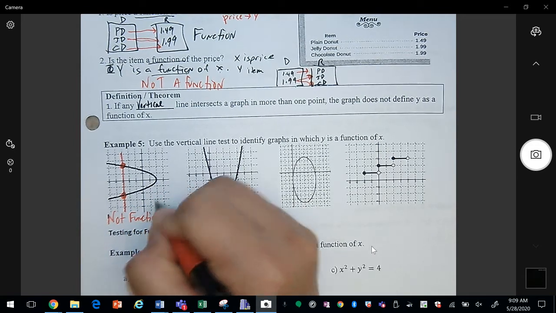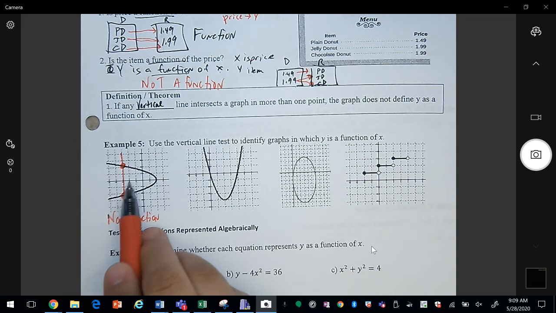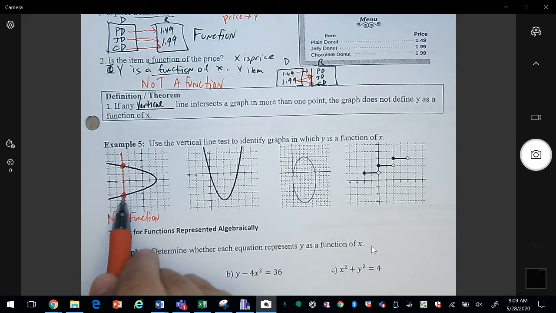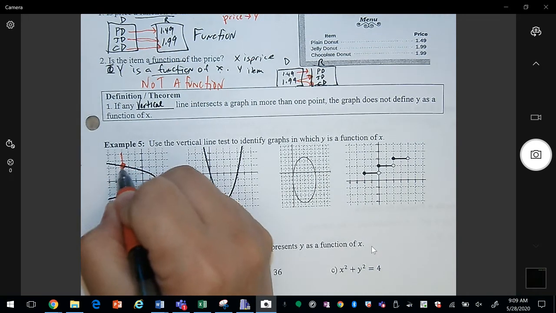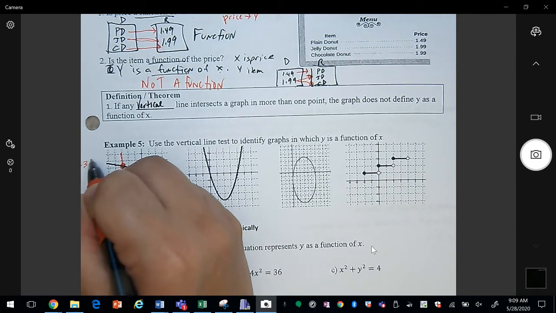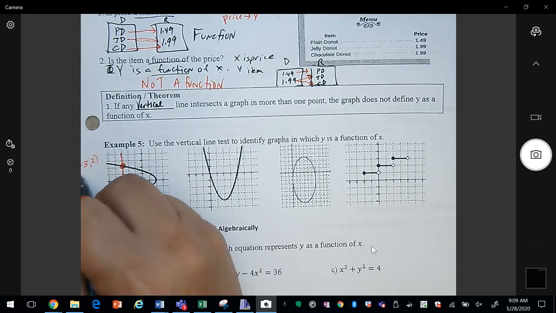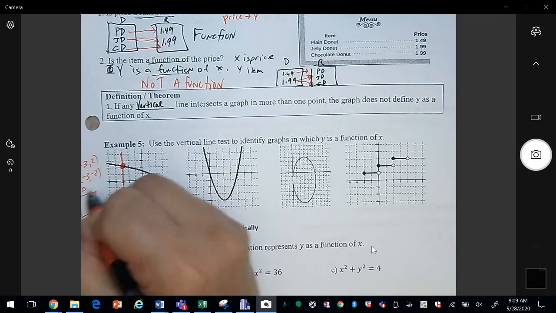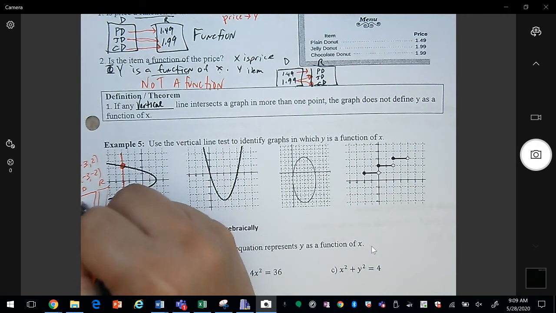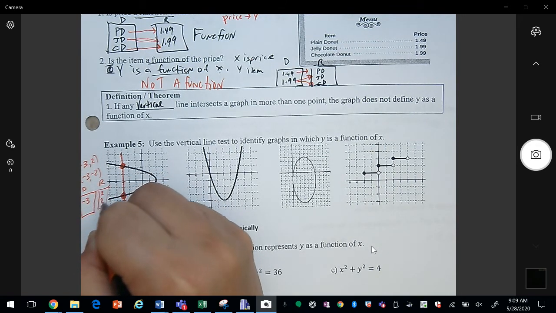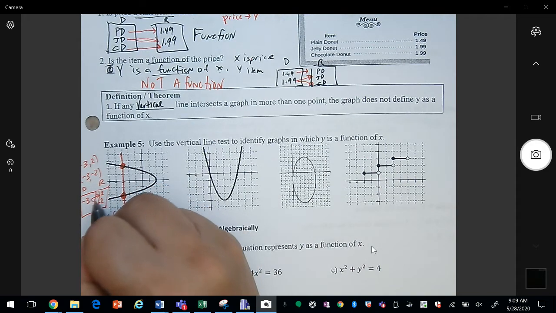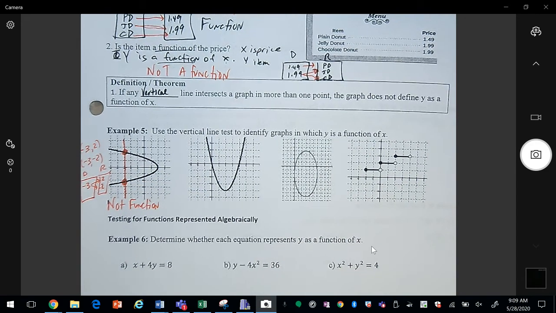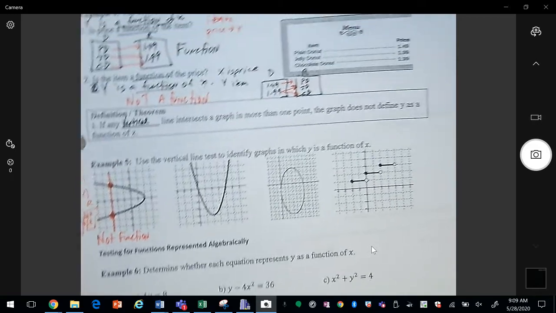Why? Because, for example, here you have that at -3, the output is 2, or at -3, the output is -2. So what we're saying here is this point here is (-3, 2), and this point is (-3, -2). So if you were to make a table, you have -3 going to 2 and -2. -3 is going to two different places, and that's going to cause it not to be a function.